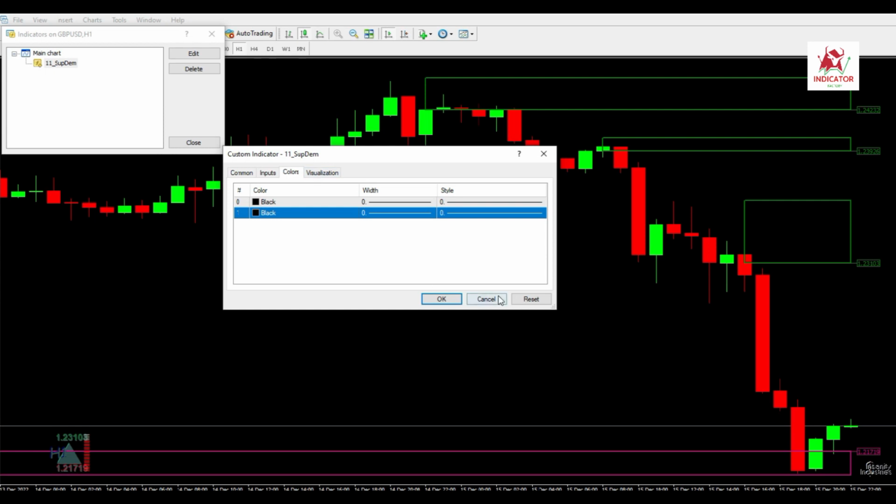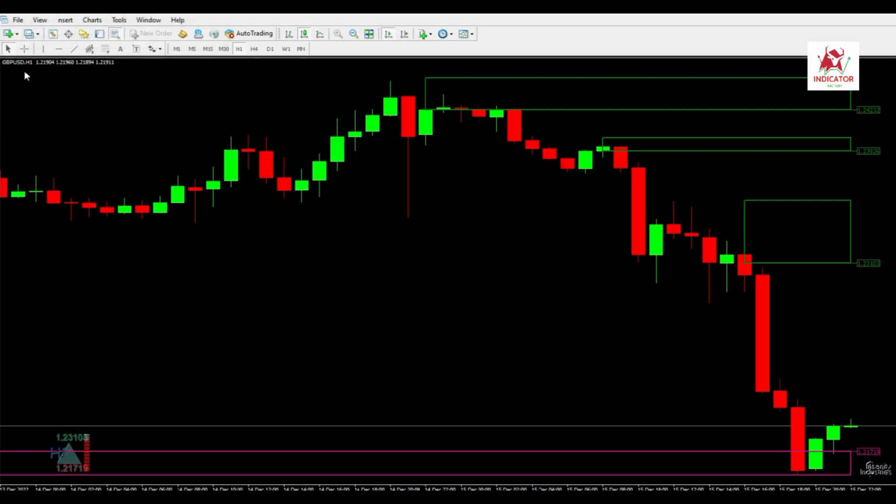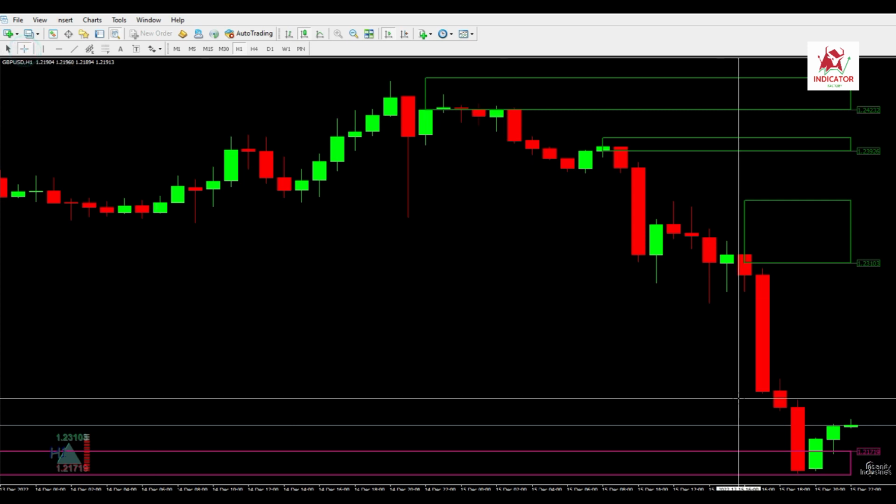Is there a supply/demand indicator? Yes, the Second SupDem indicator for MT4 tells traders about the supply and demand of the forex pair. It draws zones to highlight these levels.